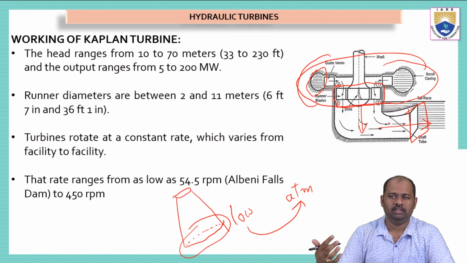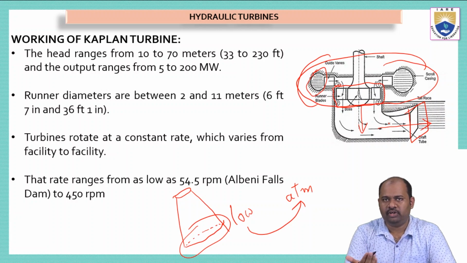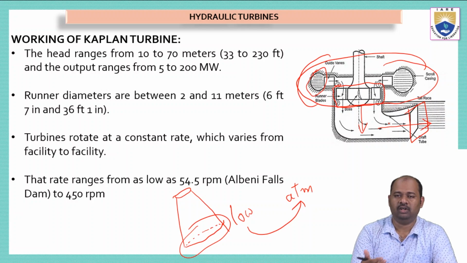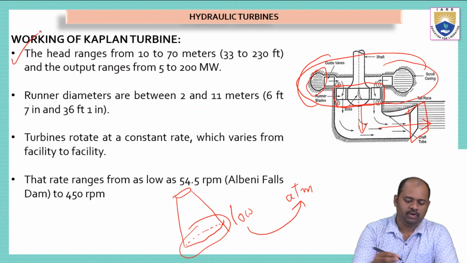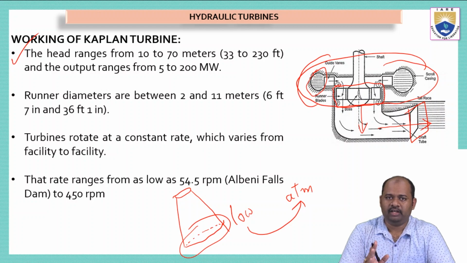It will easily remove the water present inside the turbine, so that the runner will produce energy more efficiently. Now let us see some numbers: the head range of this Kaplan turbine, the runner diameters, dimensions, and different parameters on which the turbine will be designed or selected. The first point is the head range, from 10 meters to 70 meters. Even the Kaplan turbine can work for a head as low as 10 meters or 33 feet. So from 10 meters to 70 meters, this turbine can be efficiently used.